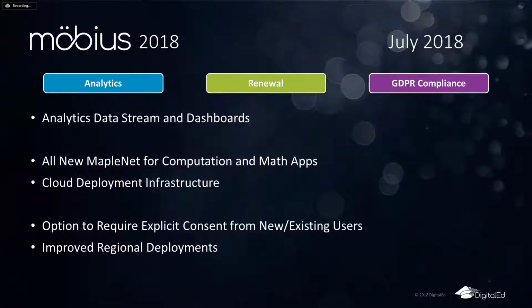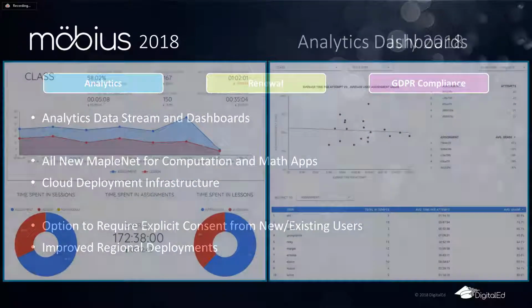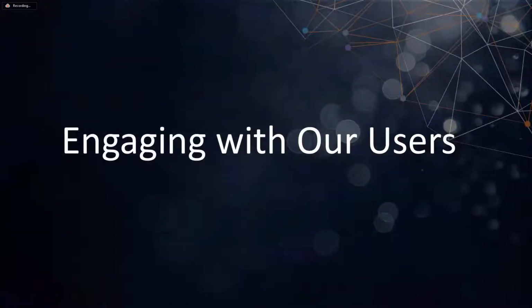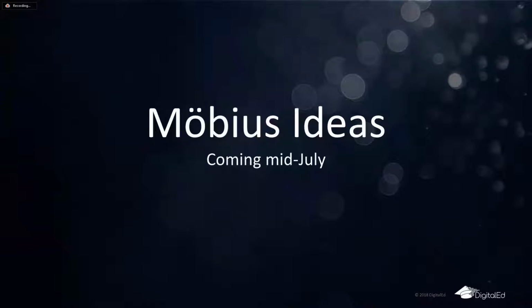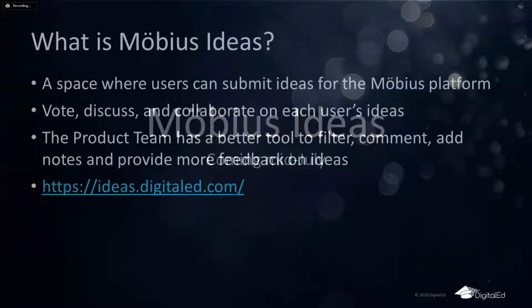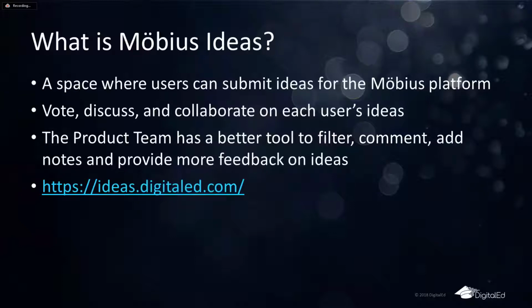And talking a little bit more about what we're doing, not necessarily from a product perspective, but from a customer perspective, I just want to talk about how we want to engage with our users going forward now that we switched from MapleSoft to Digital Ed. So the first thing that we want to do to engage more with our users is a new service called Möbius Ideas, coming, I believe, next week in the middle of July. This is an online repository that allows users to submit ideas for the Möbius platform. They can provide their feature requests, their requests for enhancement in this one area, and then they can actually search and find everybody else's ideas that they've submitted to change or improve the platform.